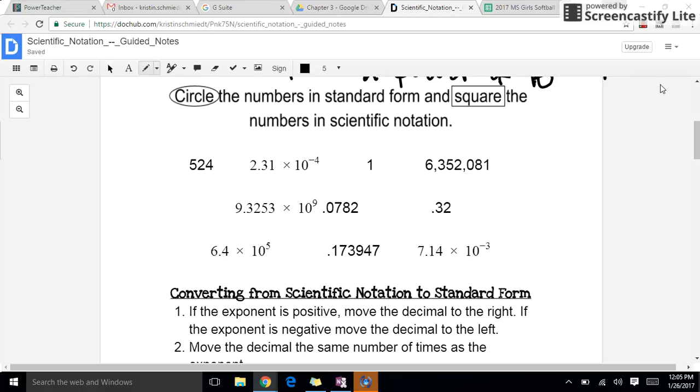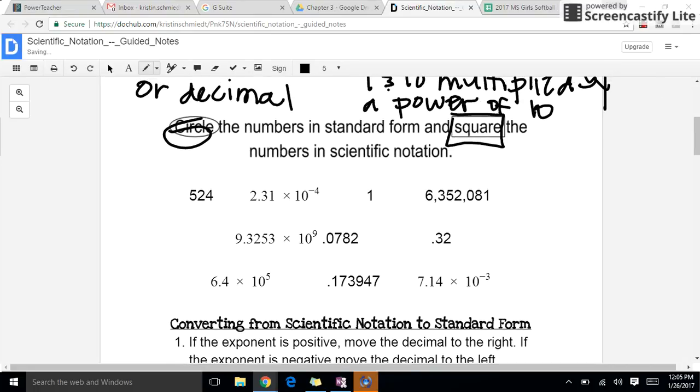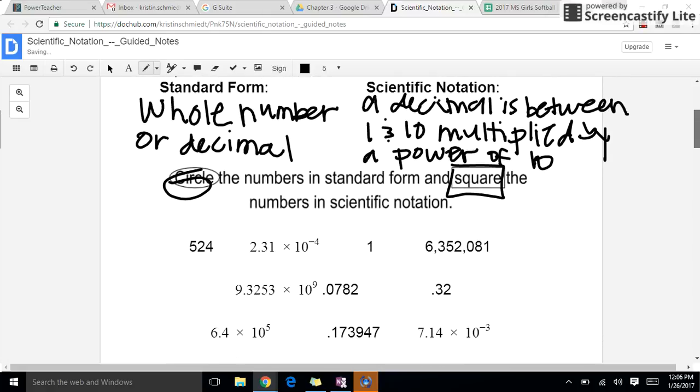Okay, so now we're going to practice identifying which numbers are written in standard form and which ones are in scientific notation. We're going to circle the numbers that are in standard form, and we're going to square the ones that are in scientific notation. If we remember, standard form is a whole number or a decimal. So if we take a look at 524, is that standard form or scientific notation? Standard form, because it's a whole number.